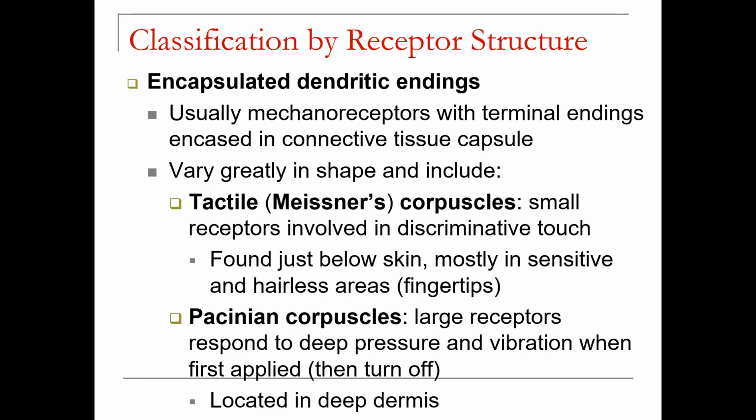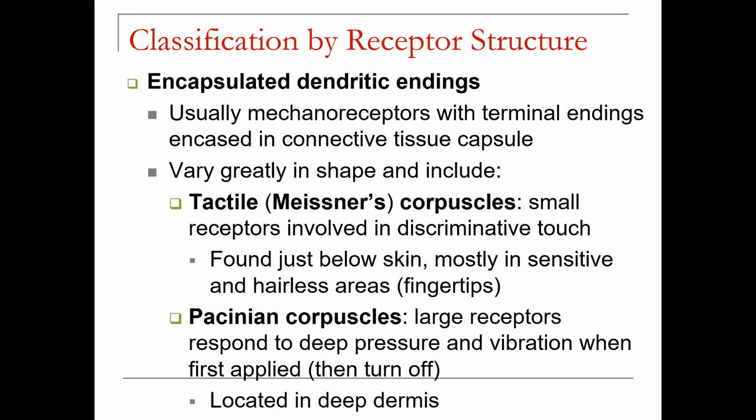So Meissner's corpuscles allow you to discriminate between the different levels of stimulus. And we find these in the areas of our fingertips where we're touching everything. In sensitive areas, we will have these Meissner's corpuscles.